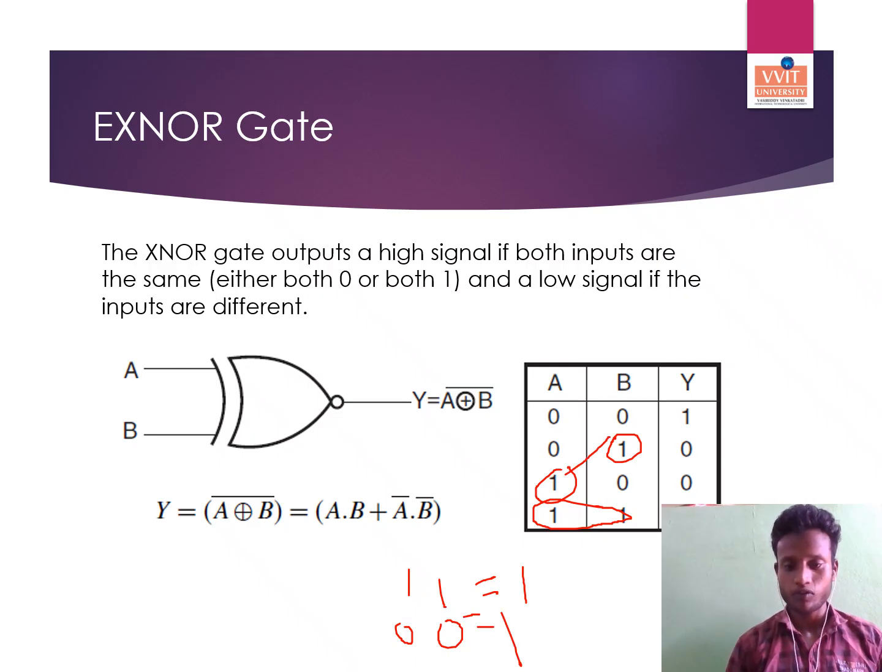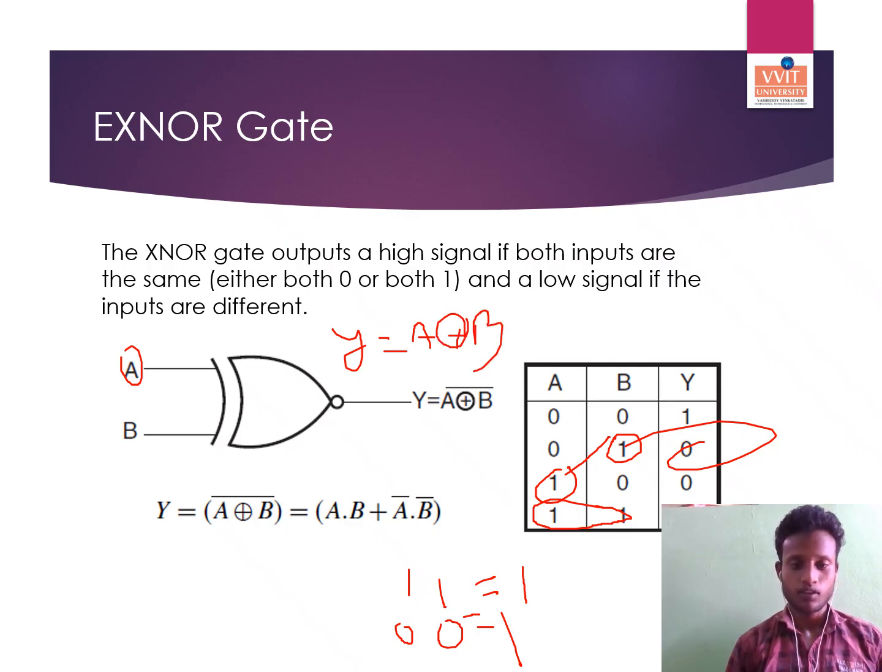If there is an odd number of ones in the truth table, the output will be 0. This is all about the XNOR gate. A and B, Y equal to A complement of B. The XNOR gate is nothing but the XOR gate, but the output will be complemented. If you complement the output of the XOR gate of A and B, it is the XNOR gate.